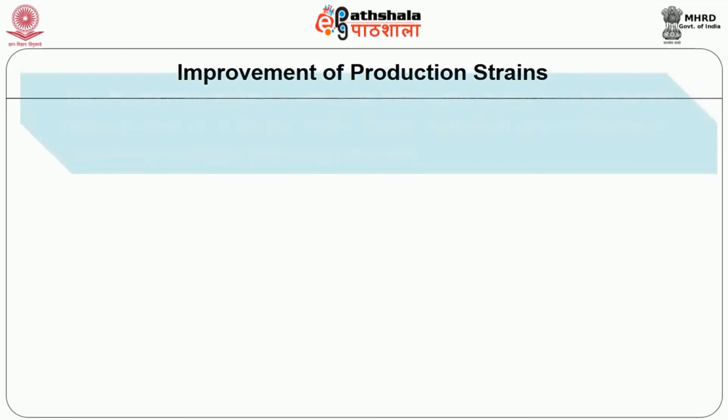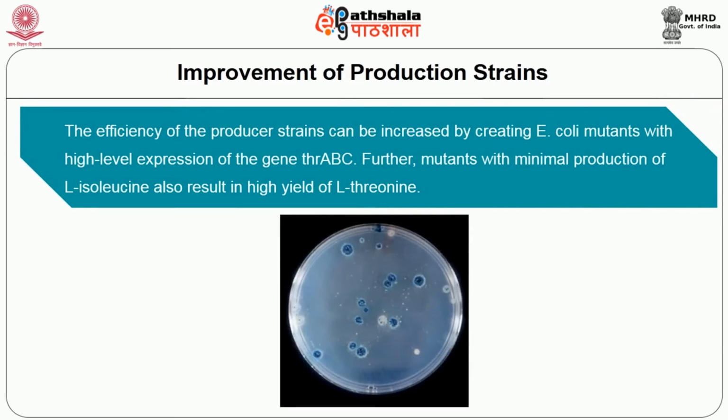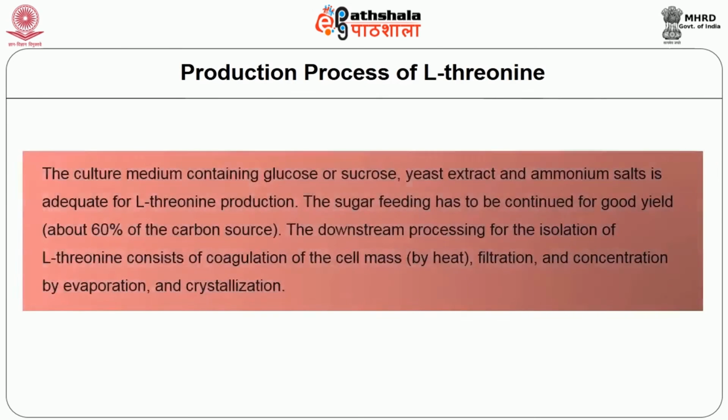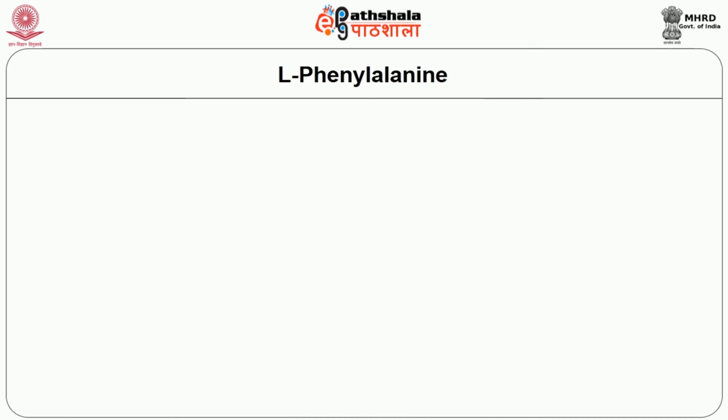To improve the strain, the efficiency of the producer strains can be increased by creating E. coli mutants with high level expression of this gene, that is thrABC. Further, mutants with minimal production of L-isoleucine also result in high yields of L-threonine. Let us discuss the production process of L-threonine. The culture medium containing glucose or sucrose, yeast extract and ammonium salts is adequate for L-threonine production. The sugar feeding has to be continued for good yield at about 60% of the carbon source. The downstream processing for the isolation of L-threonine consists of coagulation of the cell mass, filtration, concentration by evaporation and then crystallization.